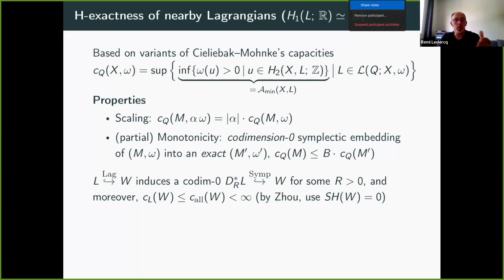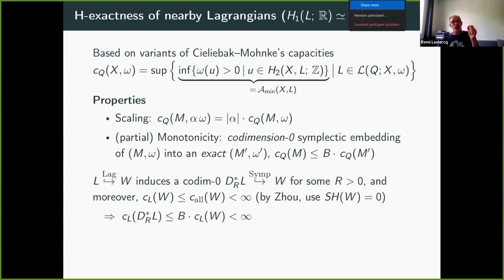So what is C all? It's tautologically greater than CL of W. This is just the supremum of our capacity CL over all diffeomorphism types of L. So if you will, it's a sup over all possible Q of CQ of XW. So Zhu says, yeah, this is finite, so the capacity of W is finite. Okay, great. Now, what can we do?